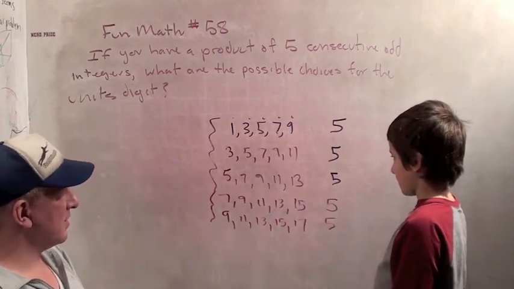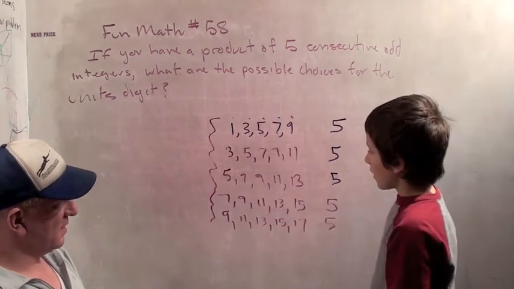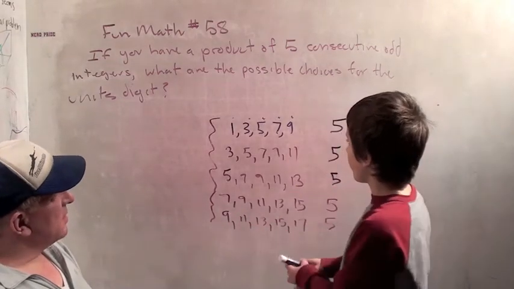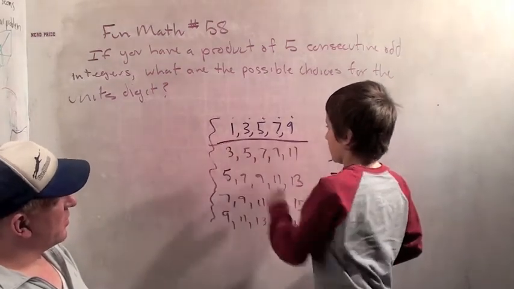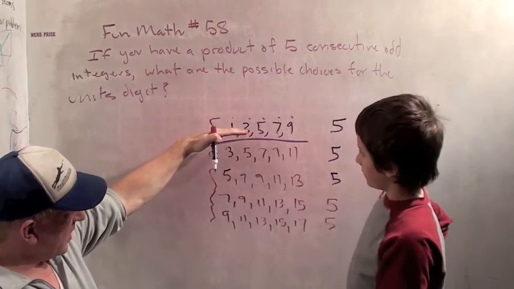Now, is that all the things we have to check? Well, yeah, because the next one is going to be 11, 13, 15, 17, and 19. That's the same order as this one. Only the units digit matters, right? Yeah, only the units digit matters.